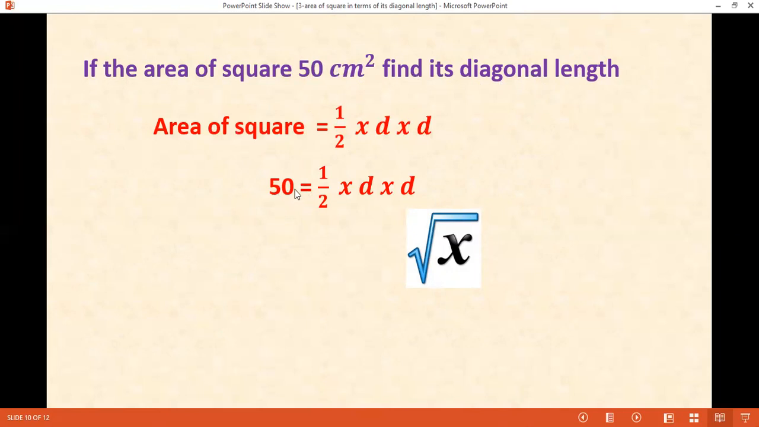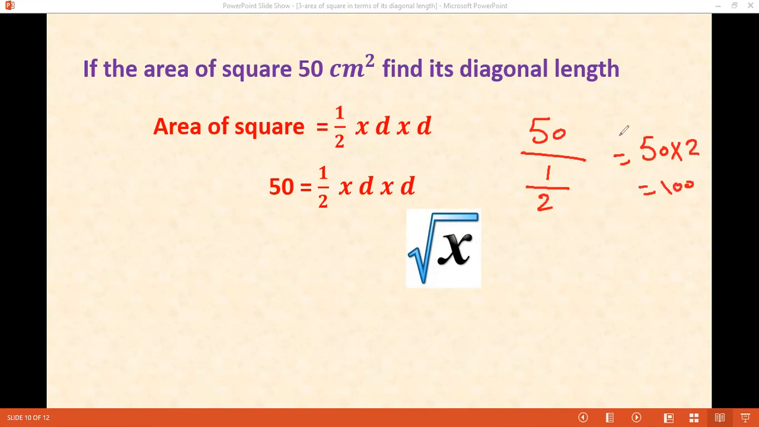Okay, here 50, it will be 50 divided by half. I can do it like this in your calculator or mentally. You can use your calculator, or 50 by 2, it will be 100. Okay, and here, let's see, d by d equals what? 100. Okay, this is the 100, the 2d.